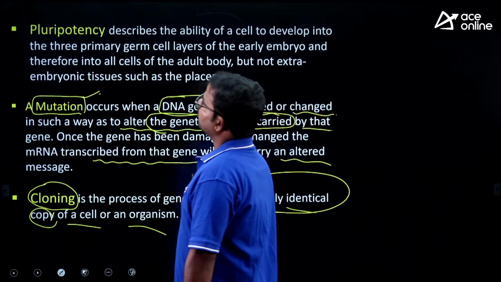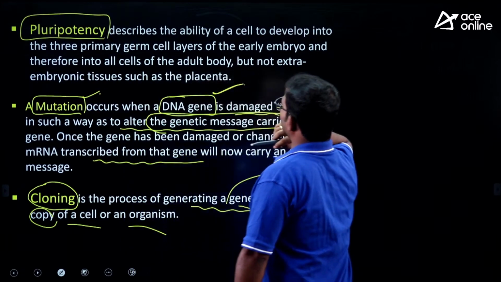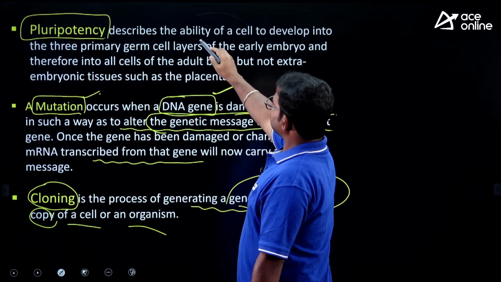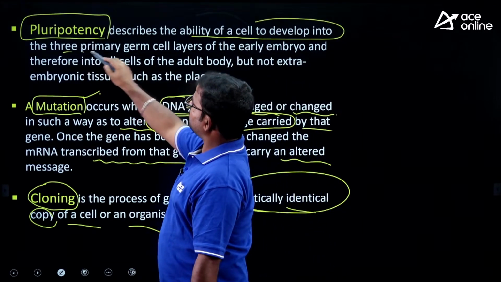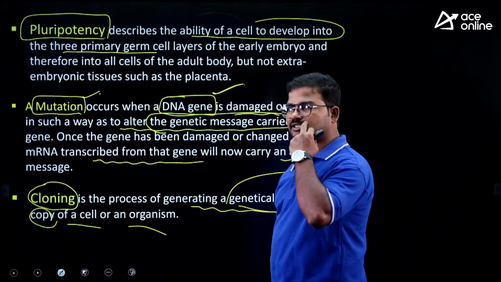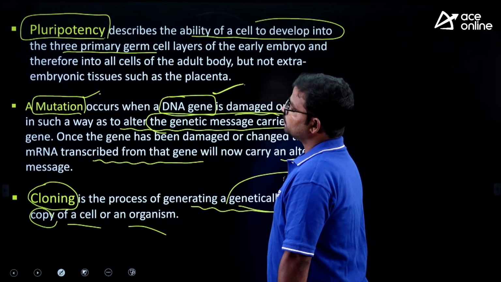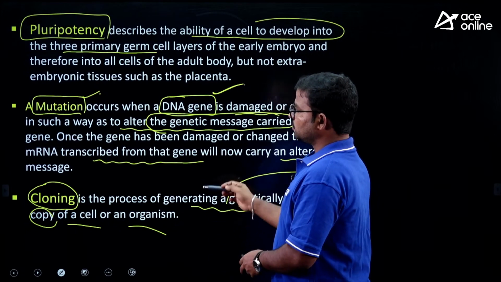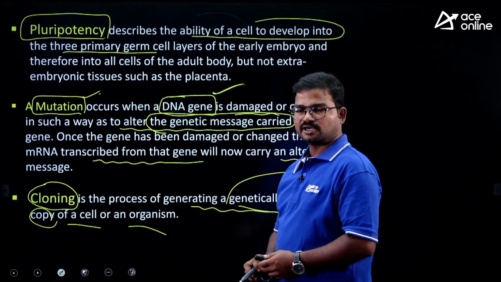Next one, pluripotency. What is the meaning of pluripotency? It describes the ability of a cell to develop into the three primary germ layers. This is considered under the category of pluripotency. So here you have to remember the major objective in each and every method.